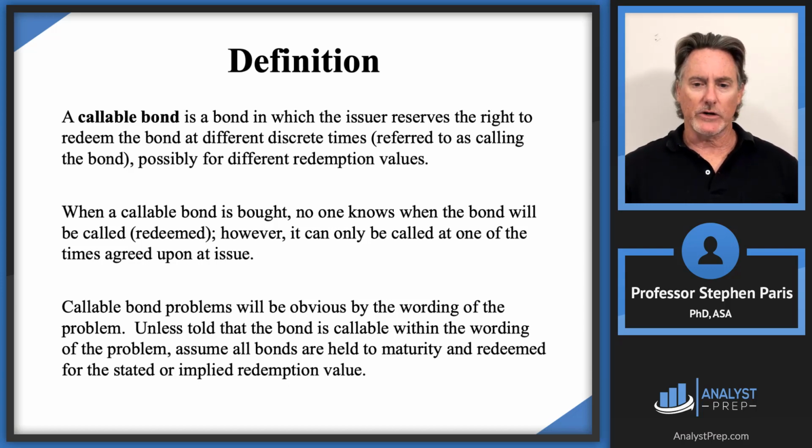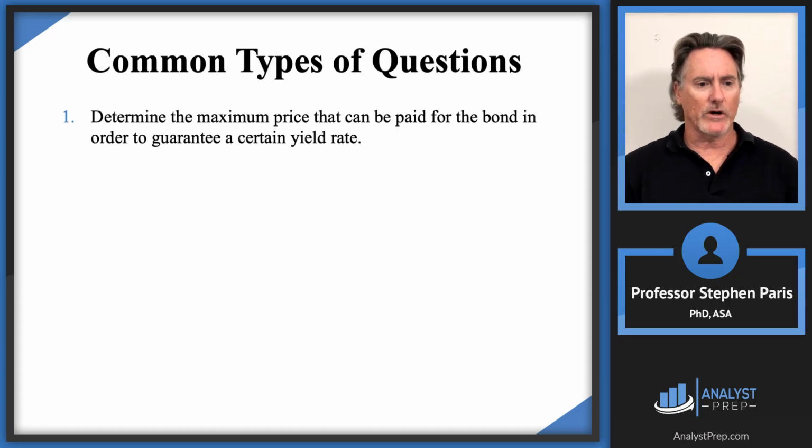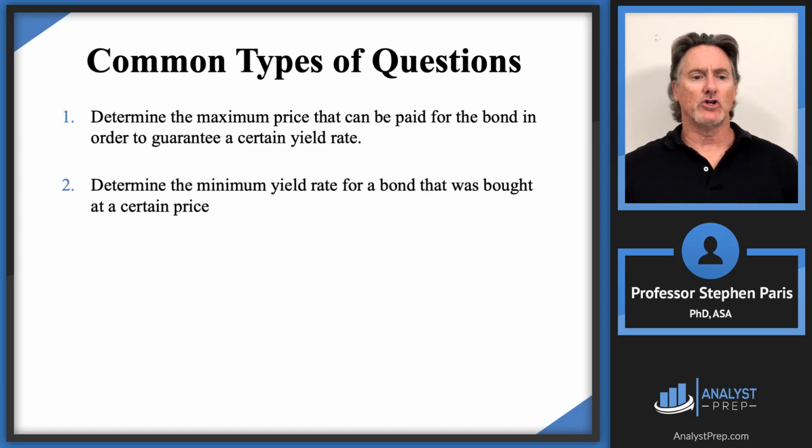Okay, let's look at the types of questions related to callable bonds. One type of question will be to determine the maximum price that can be paid for the bond in order to guarantee a certain yield rate. And then the other common type of callable bond question is to determine the minimum yield rate for a bond that was bought at a certain price. We'll do some examples, and hopefully you'll see how to attack these types of problems.